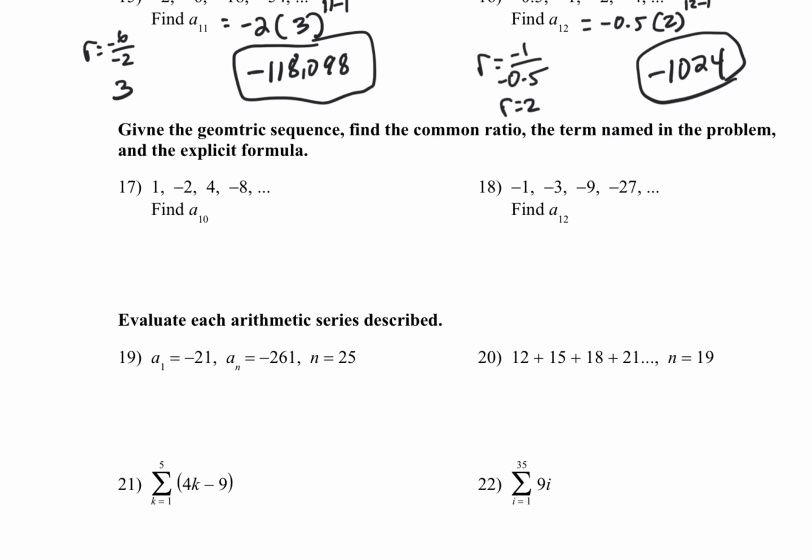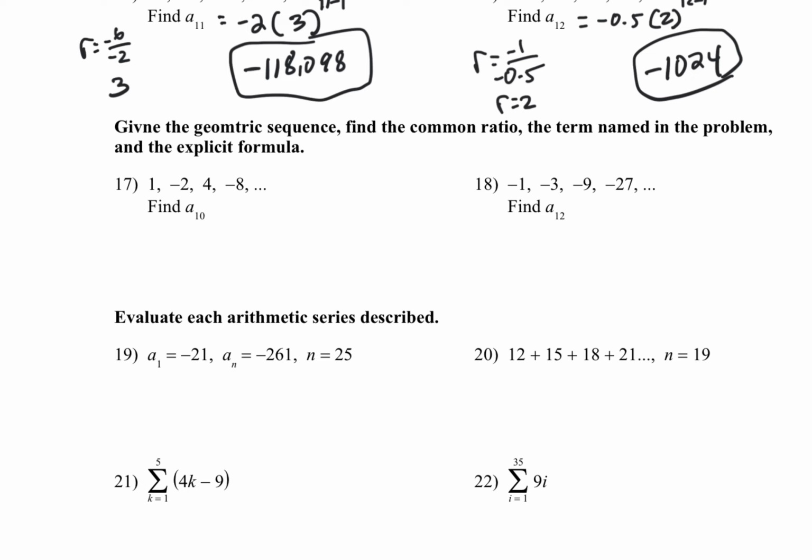Number 17, given the geometric sequence, find the common ratio. So now we're given the geometric sequence again. We have to find the common ratio and then find the terms. So the ratio, negative 2 divided by 1 is negative 2, so there's your common ratio. So it's going to be 1 times negative 2 to the 10 minus 1. So 1 times negative 2 raised to the 9th. Negative 512. It also says state the explicit formula. It's right there.